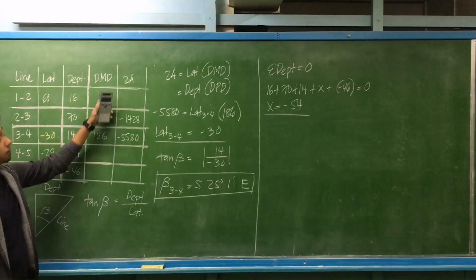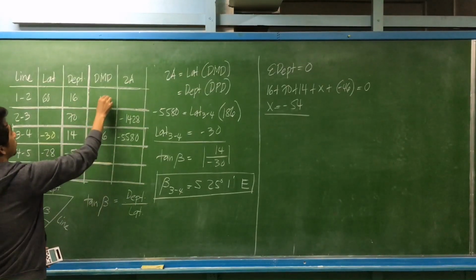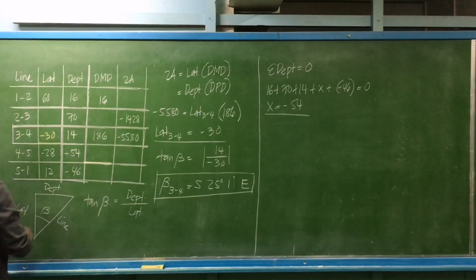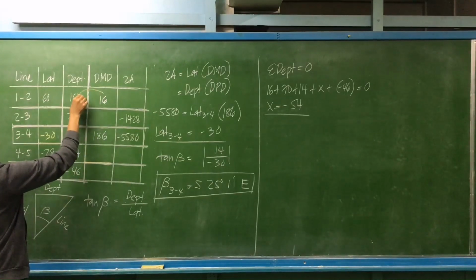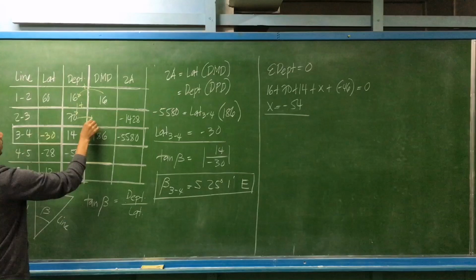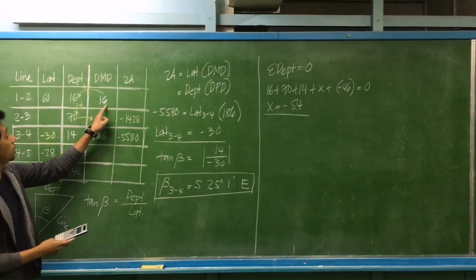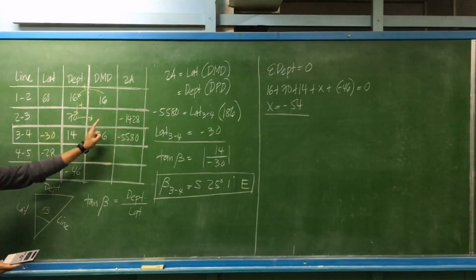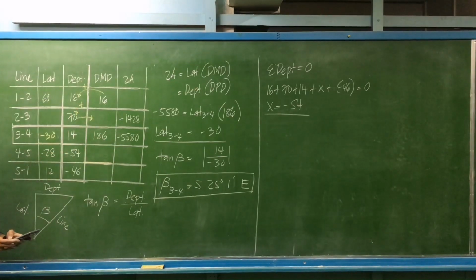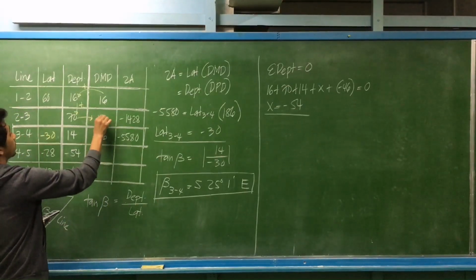What is the value of the first DMD? The value of the first DMD is the first departure. This is 16. Let's just follow the process: plus the previous departure plus the next departure will be equal to the next DMD. So it's the same as 16 plus 16 plus 70. That is the next DMD, which is equal to 102.